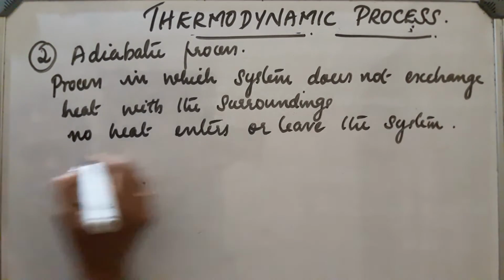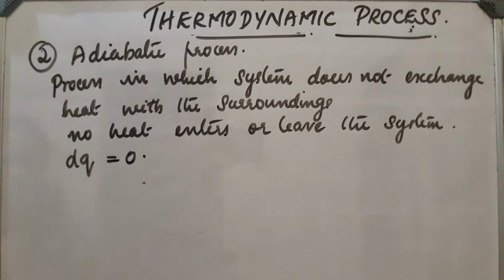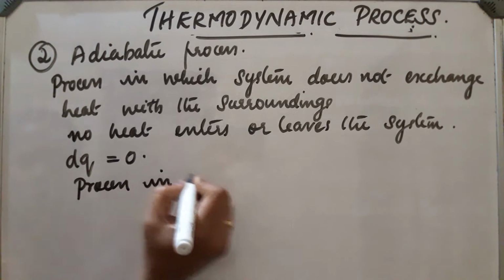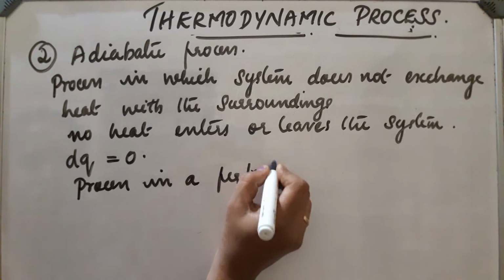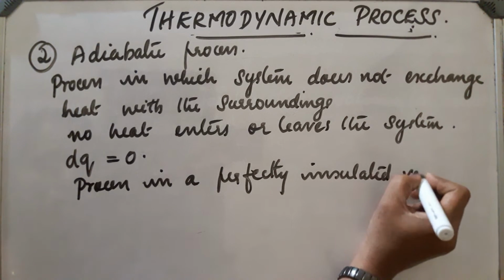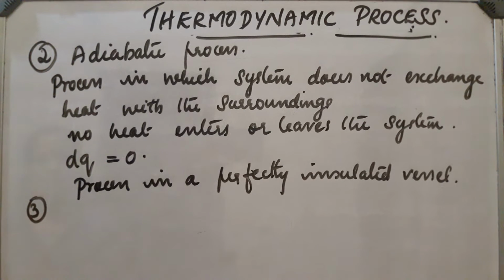We can write dQ, where Q represents heat, the change in heat equals 0. No heat enters or leaves the system. But in this case the temperature may change. Example: a process in a perfectly insulated vessel.